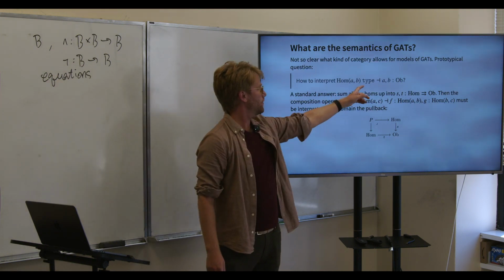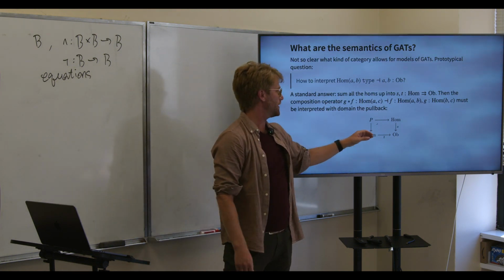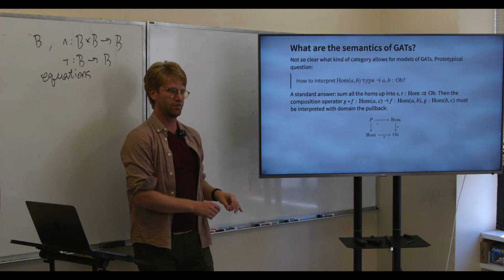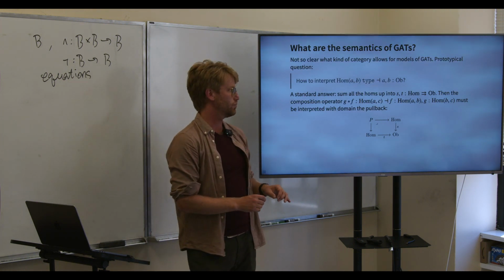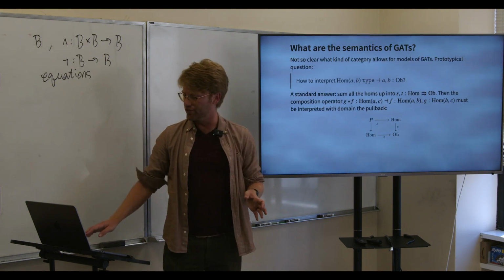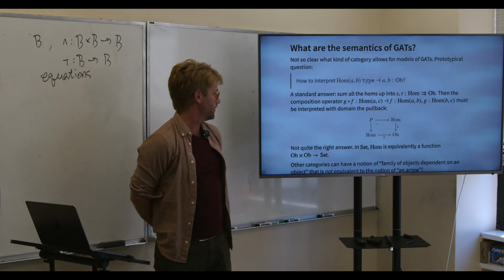So this story interprets dependent types. This type HOM depends on two terms of ob. It interprets that dependent type in terms of morphisms into the type being depended on, which is common and plausible and works well in set, but is not quite the right, or at least not quite the only option.